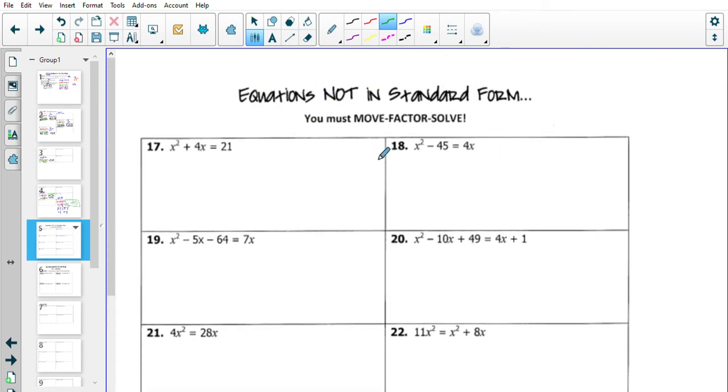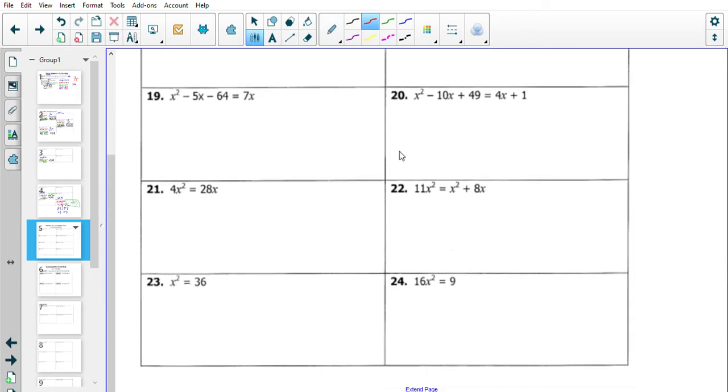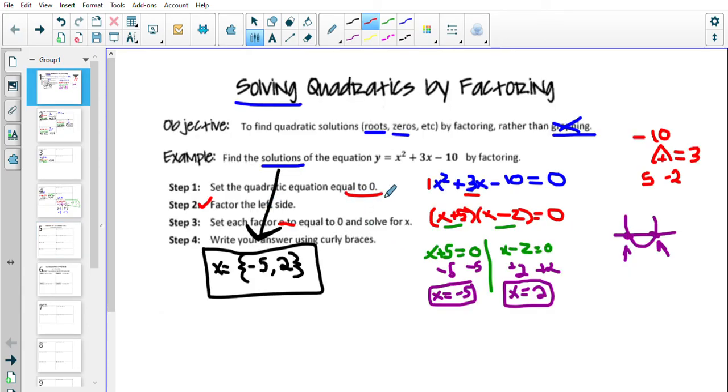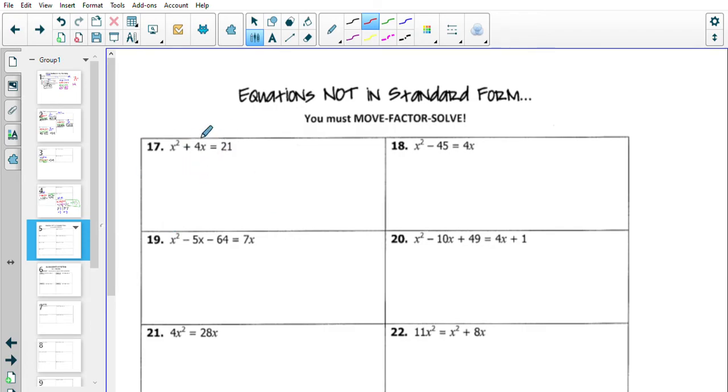Let's go ahead and do a couple of these real quick, and then that'll be it for this video. Now, as you can see, in every single one of these problems, not a single one is set equal to 0. And remember, that's the first thing that has to be done. So when I look here at number 17, I need to set this equal to 0. Now this is a positive 21. So how do I move this positive 21 over? I subtract it.